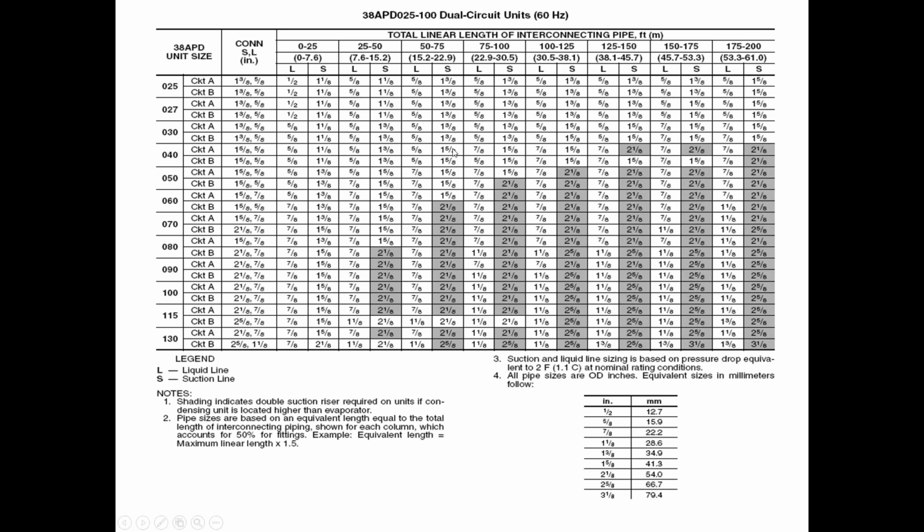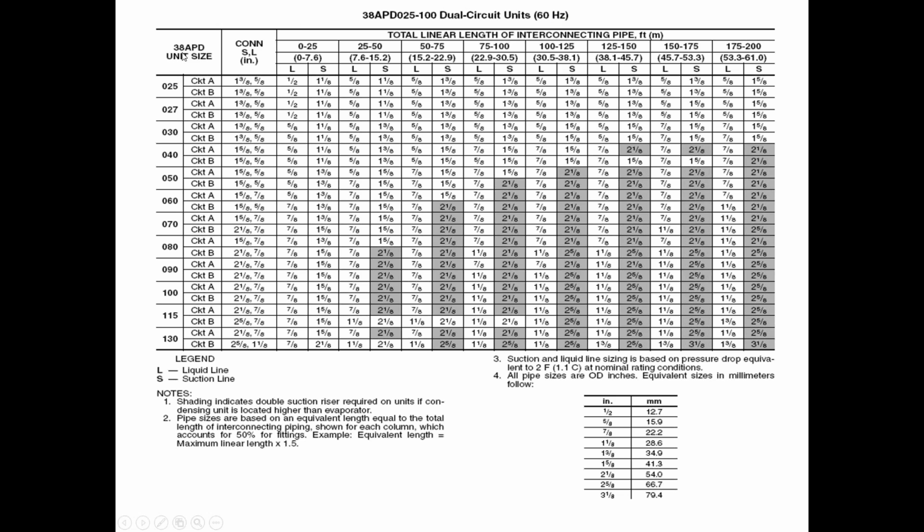Okay, so when we look at a regular pipe sizing chart, make sure that you're in the right chart. We have both 60 hertz charts and 50 hertz charts for our Canadian friends and everywhere else that uses 50 hertz. So make sure you're in the 60 hertz chart in the good old US. Then you want to make sure you're on the right unit. This is a 38 APD, D signifying dual circuit. If it was an S, that would be single circuit, a 38 APS, and both are in the same install book. So we're going to say, I've got a 38 APD, I'm in my 60 hertz table.